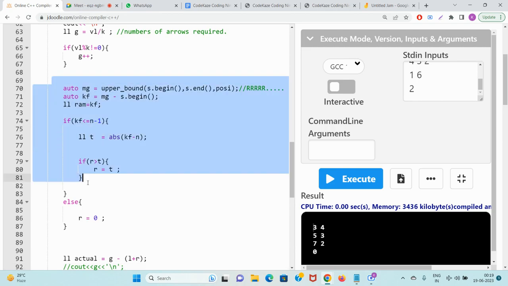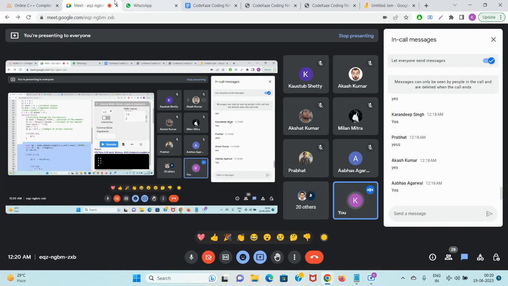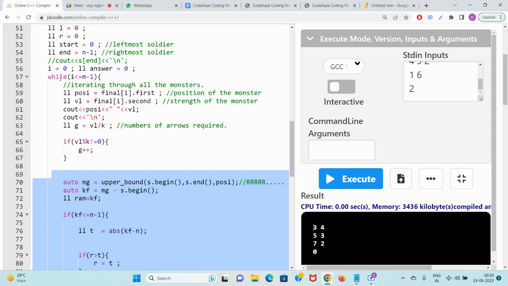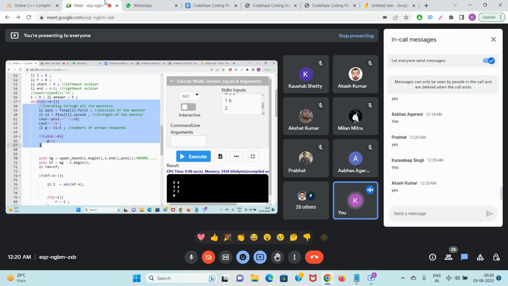Ignore lines 70 to 87. You only need to understand this much, guys. I'm iterating through all the monsters, finding the position of the monster, the strength of the monster, and the number of arrows required to kill it. This much code is clear to everyone? Only this blue part: position of the monster, strength of the monster, number of arrows required to kill the monster. Lines 57 to 67 clear to everyone?